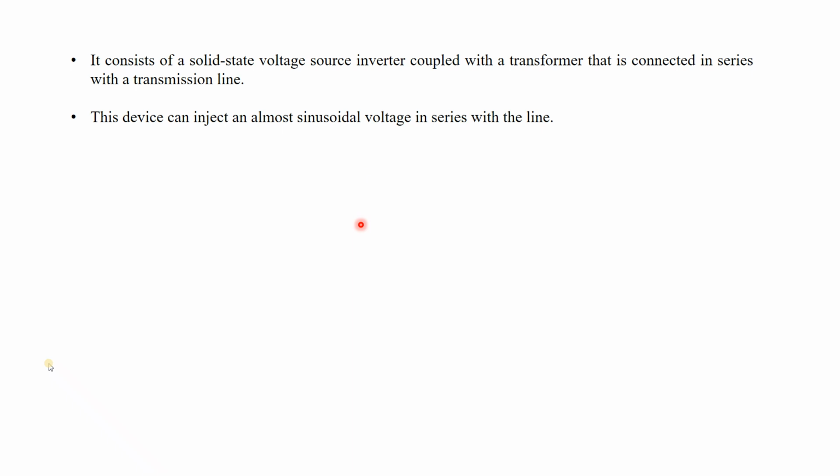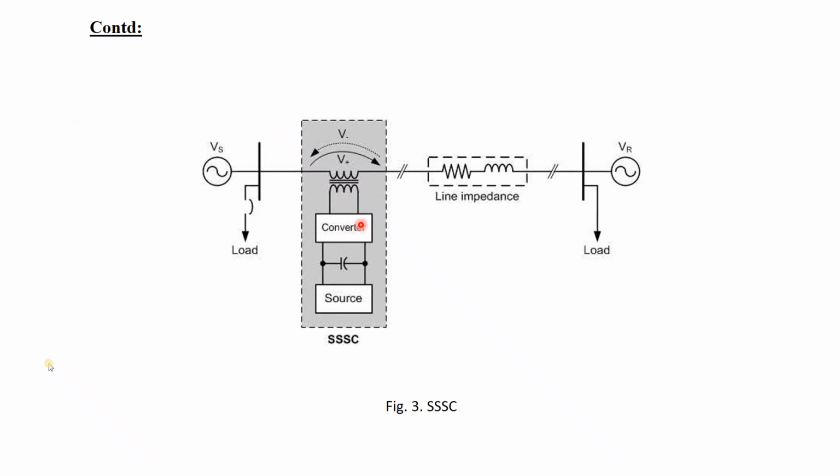This device can inject an almost sinusoidal voltage in series with the line. That means you can visualize that it is injecting a voltage in series with the line which already has a voltage. So it has to have the same voltage of 33 kV or whatever the rated voltage is. Suppose, if I explain this way, the voltage is 33 kV.